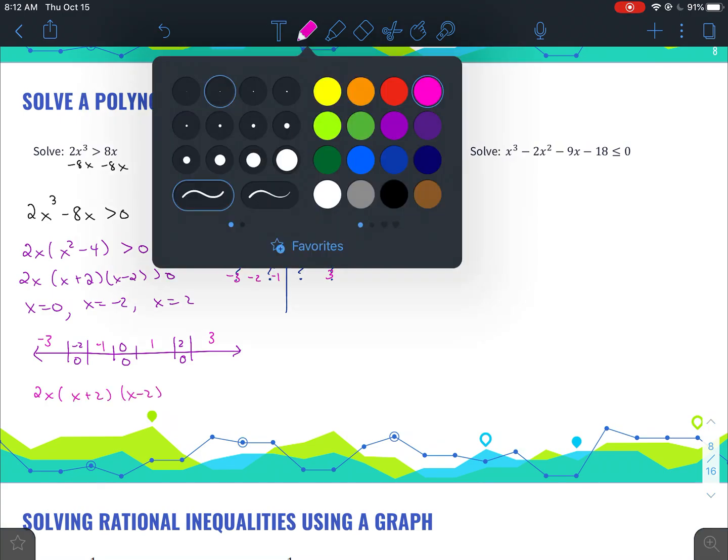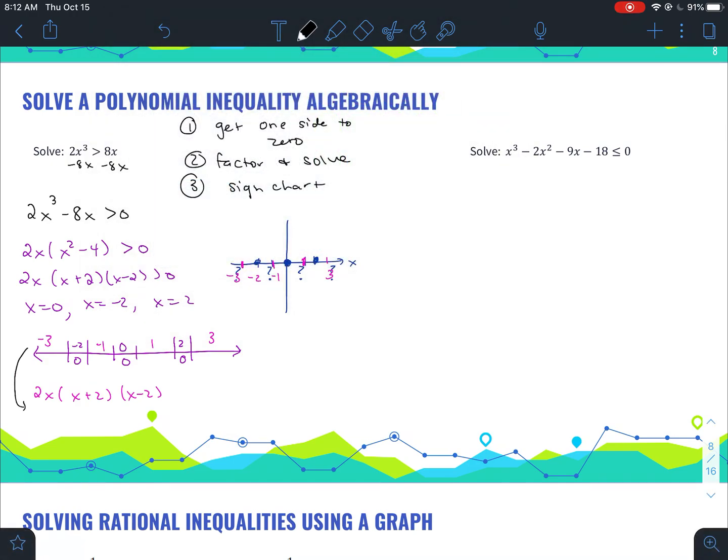So if I take negative 3 and plug it in, I would get a negative value, because 2 times negative 3 is negative 6, negative 3 plus 2 is negative 1, and negative 3 minus 2 is negative 5. So when I take negative 3 and plug it in, I get a negative times a negative times a negative. So all of those answers are going to be negative. Does that make sense? Well, 2x to the third minus 8x, the end behavior is going to be down and then up. So yes, this graph should start down. So all of those values should be negative.